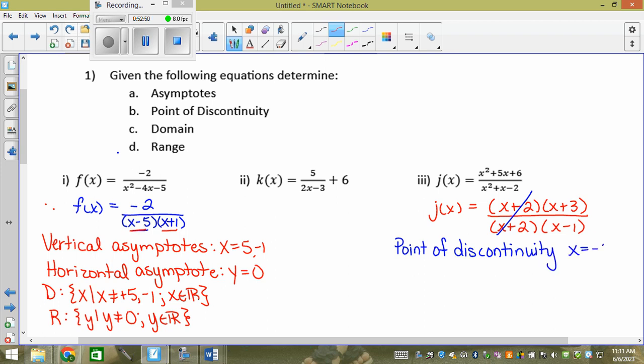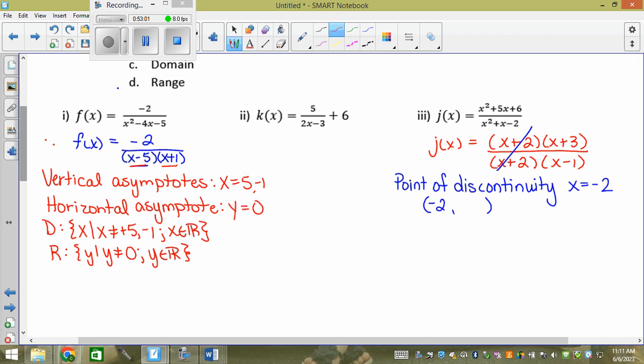At x equals -2, but it's a point. So it's -2 and something. How do I get to something? Plug it back into the simplified equation. So I'm going to get j of -2 equals (-2 plus 3) over (-2 minus 1).